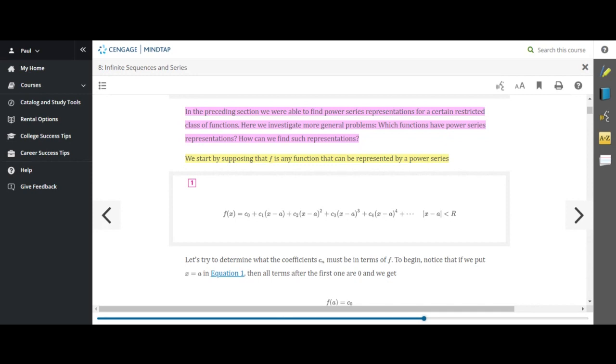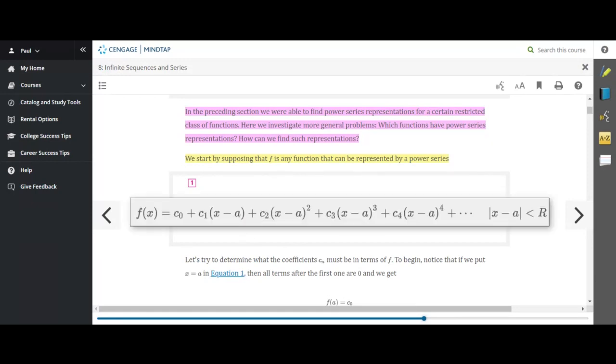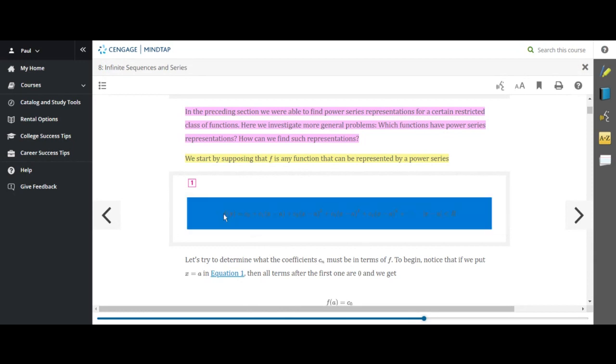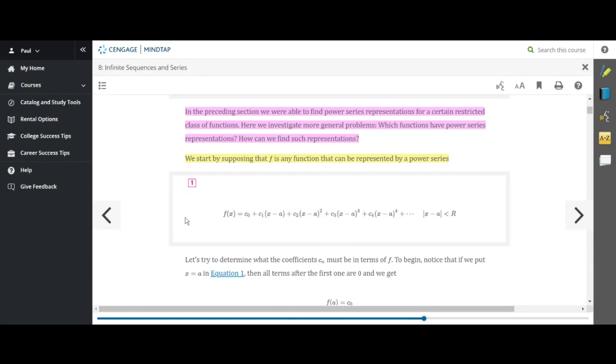So here's what we're going to do. Let's find a way to find a power series representation for a more general approach that can be applied to many continuous and differentiable functions. So first of all, we say, okay, well, we know, and I'll just highlight this here.